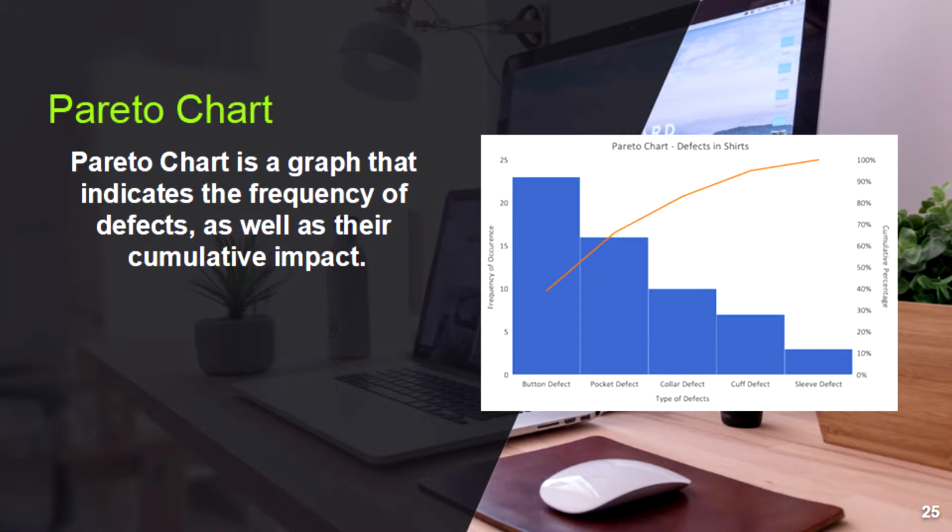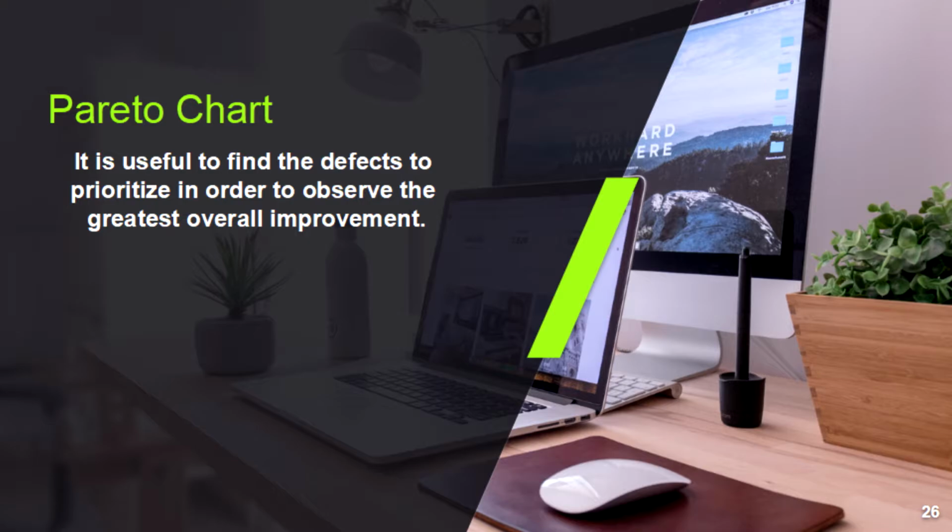Next is the Pareto chart, which is a graph that indicates the frequency of defects as well as their cumulative impact. This Pareto chart is useful to find the defects to prioritize in order to observe the greatest overall improvement. In order to expand on this definition, let us take a look at the components of a Pareto chart.